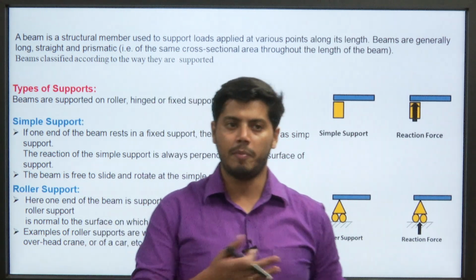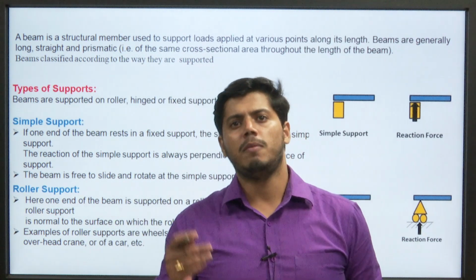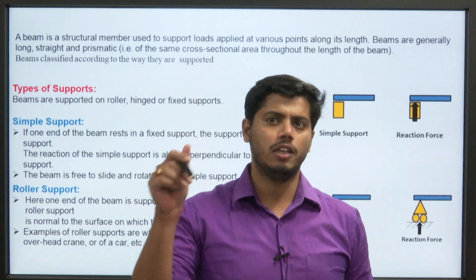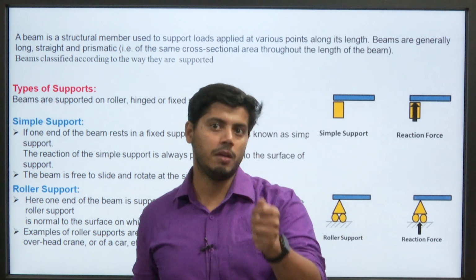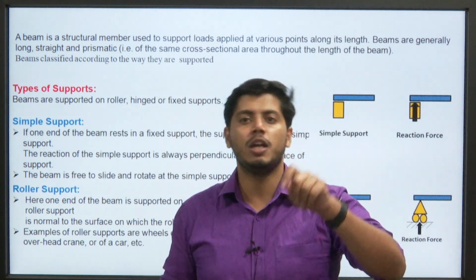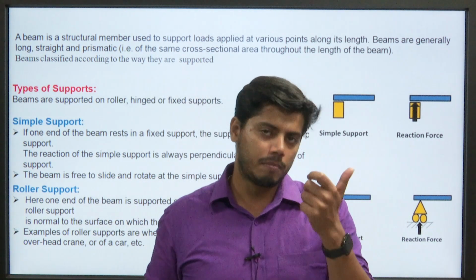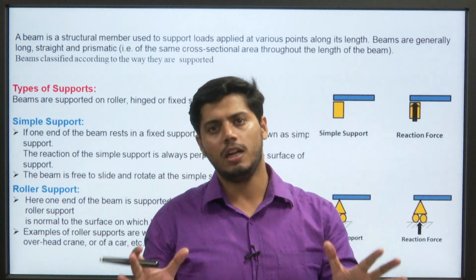In our previous class we discussed that a beam is a structural member used to support loads applied at various points along its length, but the condition for applying load on a beam is that the load must be applied perpendicular to its length. Such a member is said to be a beam. Beams are basically horizontal members in a structural component.